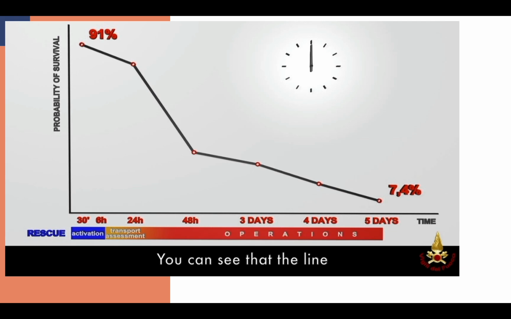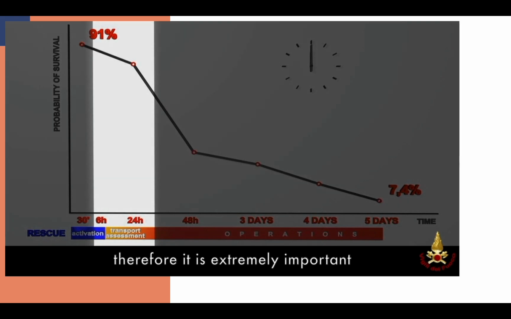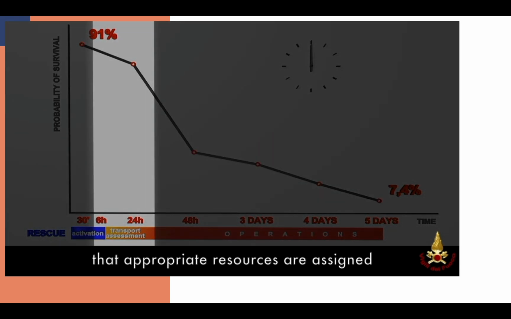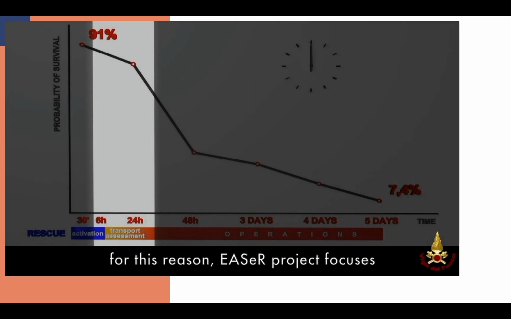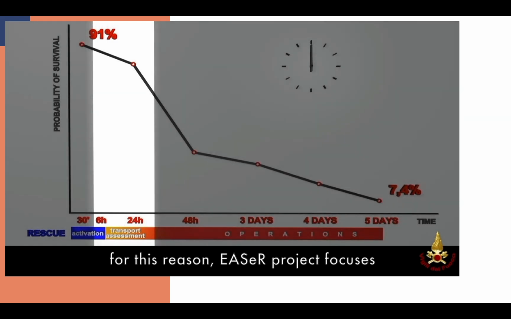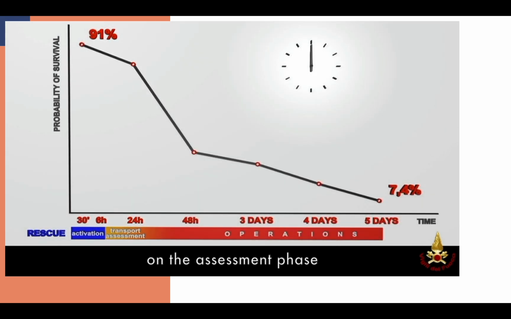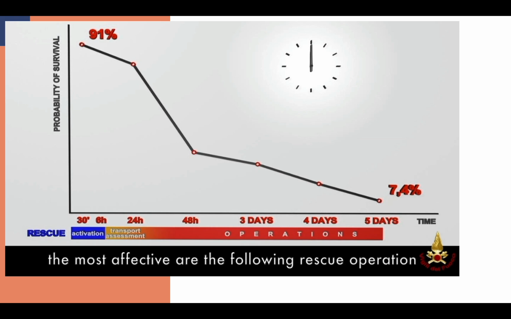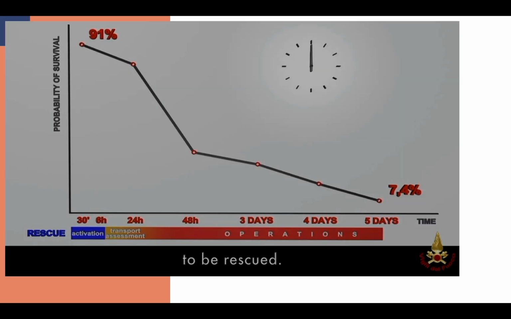You can see that the line, after the first 24 to 36 hours, drops down very quickly. Therefore, it is extremely important that appropriate resources are assigned to each site as soon as possible. For this reason, the EASeR project focuses on the assessment phase. As a matter of fact, the faster the assessment is, the more effective the following rescue operations will be, increasing the chance for the victims to be rescued.